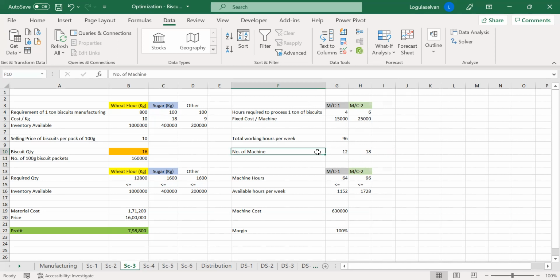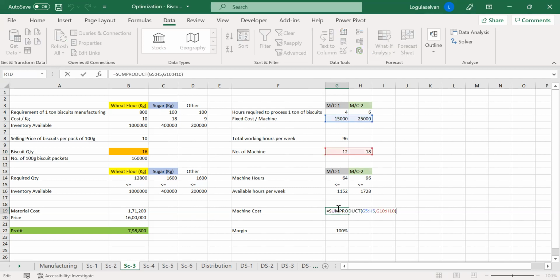Now we have already shown you how to use solver. Now there is one more constraint added. Further, if you see here, the total number of machines is increased, so accordingly the fixed cost associated also increased. So what we have done is take the product of these two values and the cost values. The number of machines and cost values will give the machine cost.